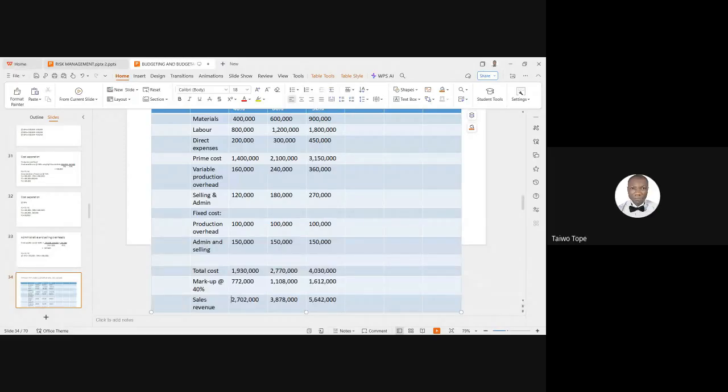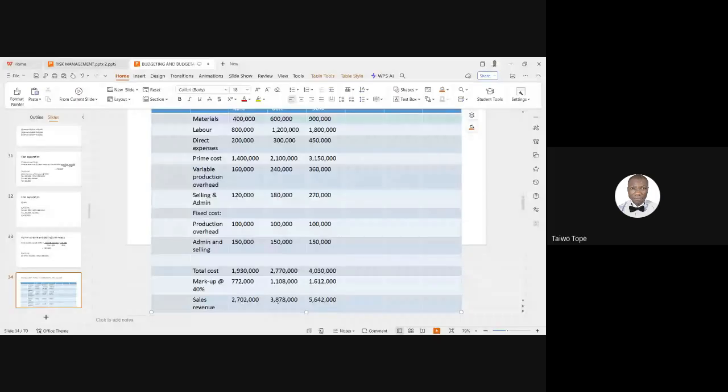Very good. So if your sales revenue is 2,702,000 and you produce 40,000 units, the cost of 1 unit will be what? This sales revenue divided by 40,000 units. By 40,000. 67.55, approximately 68 naira. Fine.